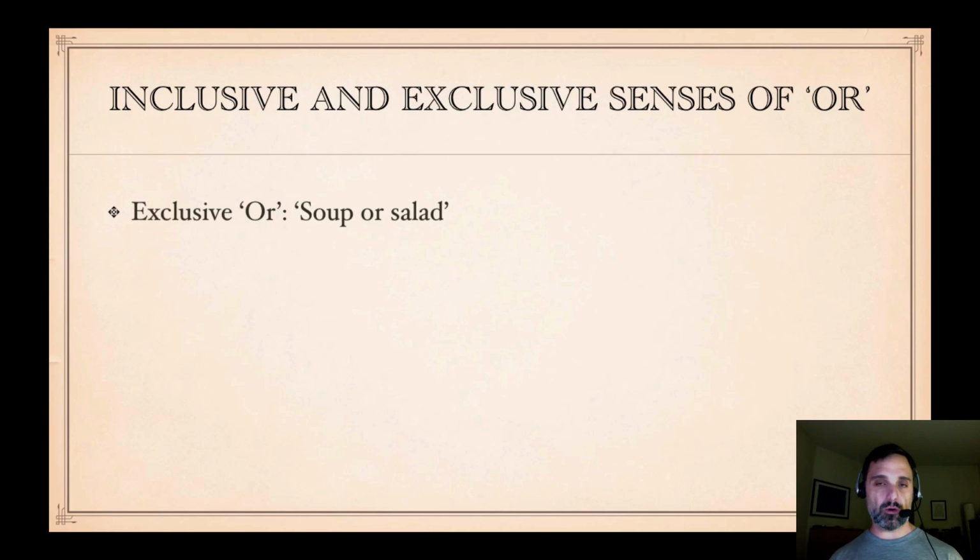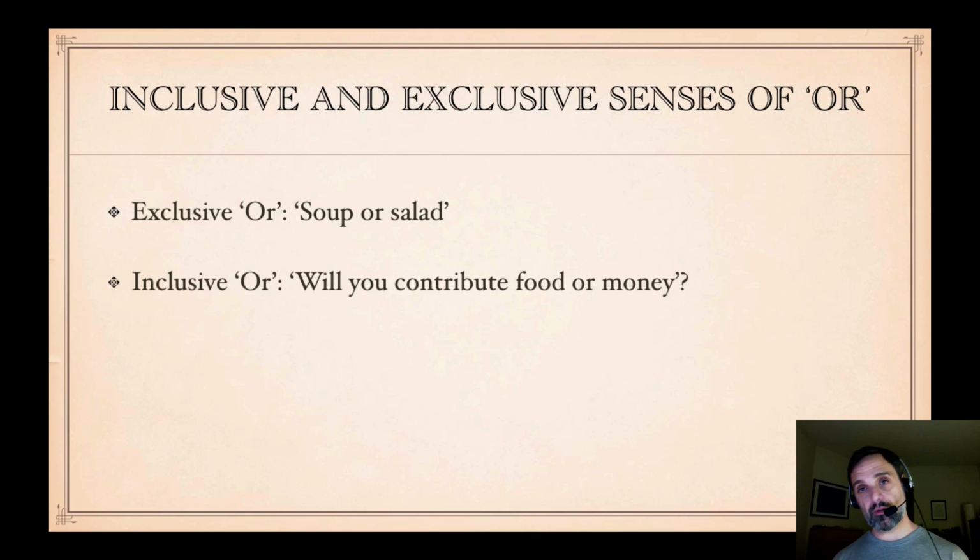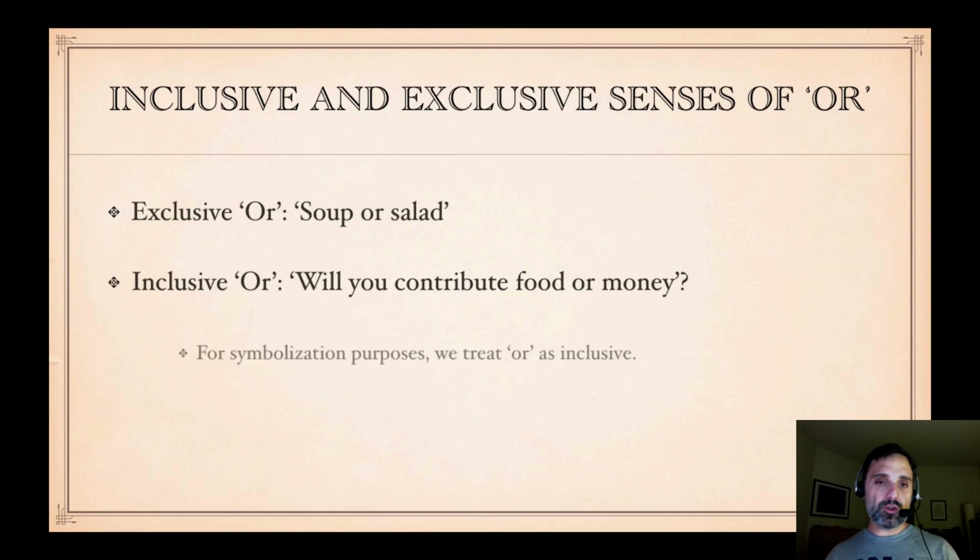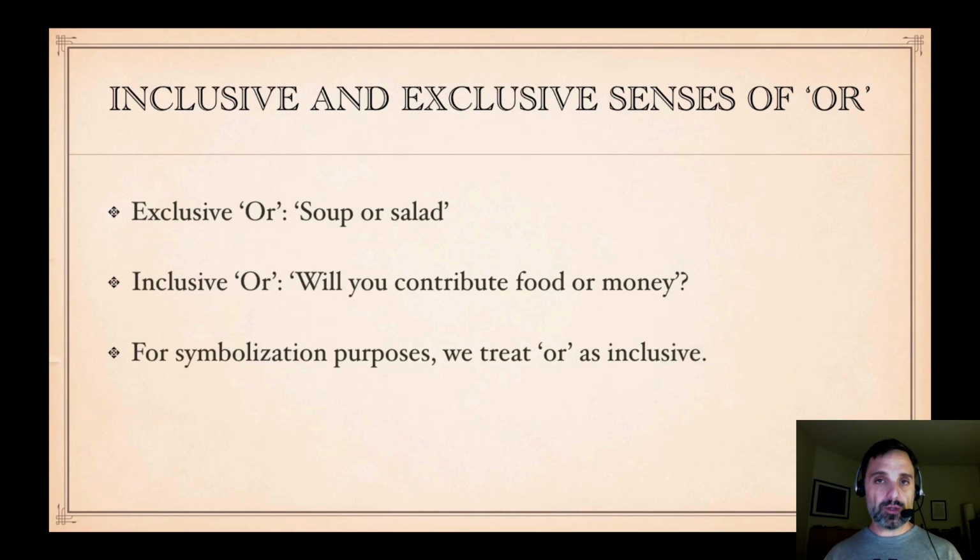So an exclusive or might be on a restaurant menu as a side with your main dish. You get soup or salad, and you don't get both, so you'll get one or the other. Or if I say I will contribute food or money and then contribute both, what I said was true, that's an inclusive or. So the first one is exclusive. It's not true if both disjuncts are true. The second one is inclusive. It's true if both disjuncts are true.